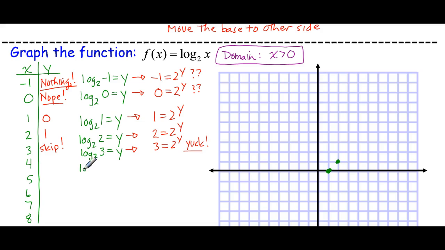Maybe 4 will be better. Let's try that. Log base 2 of 4 equals y. Move the base to the other side. We want an answer of 4. Oh yeah, that one kind of works out nice. What exponent there? Exponent of 2. So the point is (4, 2). And then if you try 5, you'll realize it's ugly, so we'll skip it. If you try 6, it comes out ugly, so we'll skip it. You try 7, it comes out ugly, we skip it. The next one that comes out nice is 8.